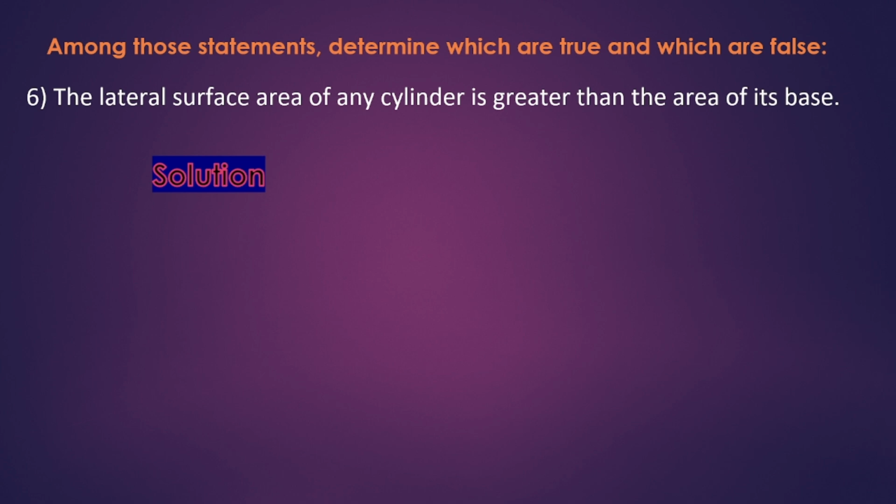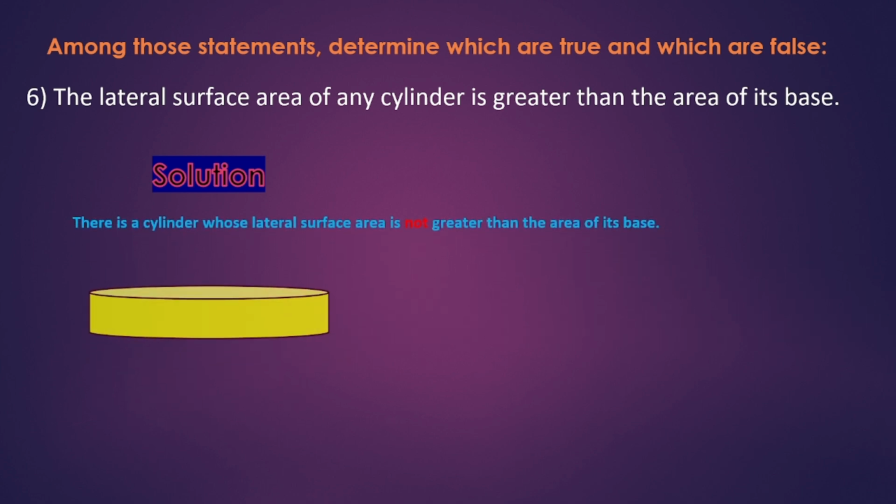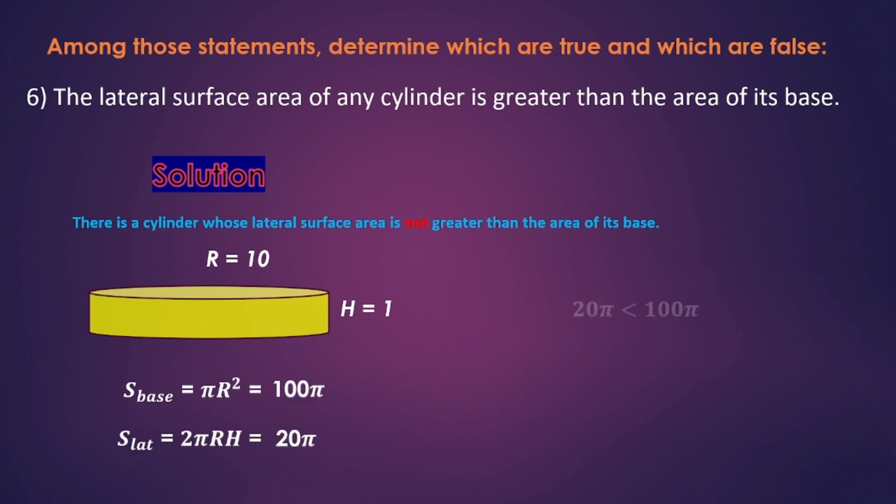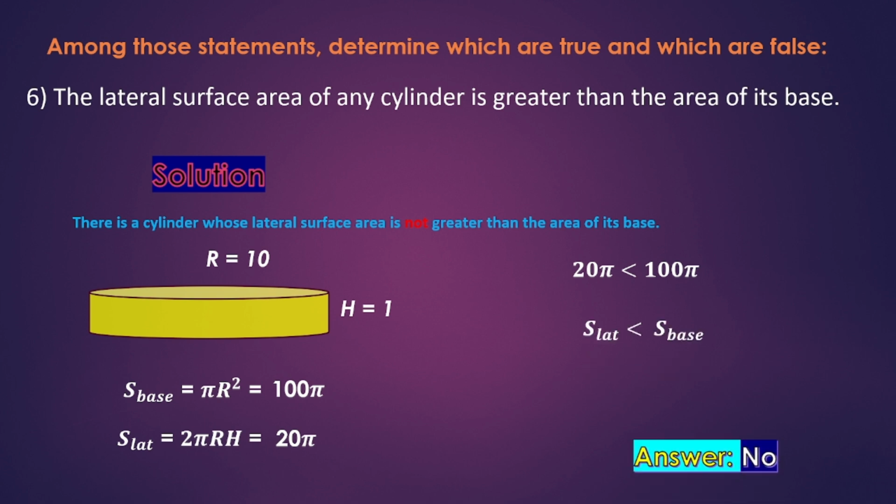Statement 6. The lateral surface area of any cylinder is greater than the area of its base. There is a cylinder whose lateral surface area is not greater than the area of its base. I will prove it to you now. For example, let's take a cylinder whose base radius is 10 and height is 1. Find its base area, find the lateral surface area. So let's make up such an inequality that the lateral surface area of the cylinder will be less than the base area. So the answer is no.